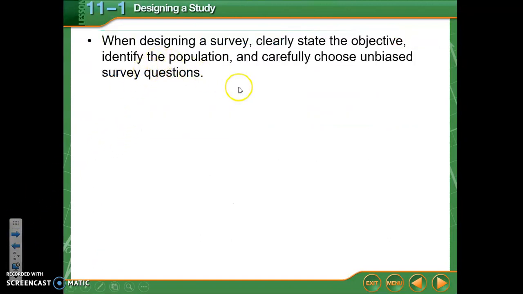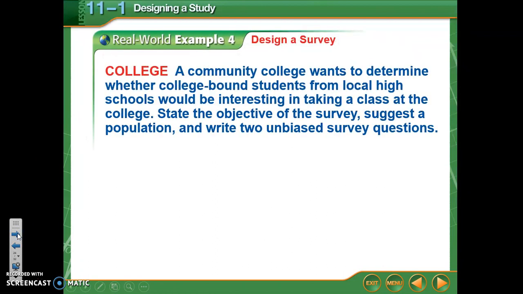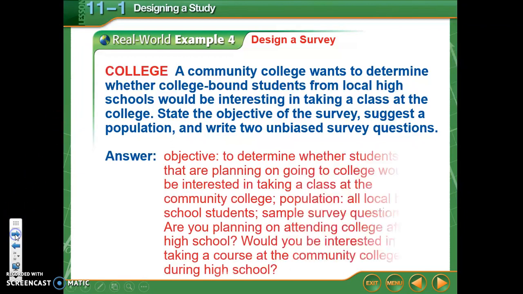Okay, make sure, again, this is going back to the beginning, but when you design a survey or any sort of a study, you need to state your objective clearly, know what your population is, and then you have to choose unbiased survey questions. So here, a community college wants to determine whether college-bound students from local high schools would be interested in taking a class at the college. State the objective, suggest a population, and then we would want 2 unbiased survey questions.